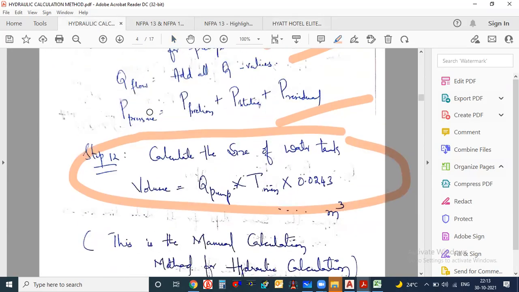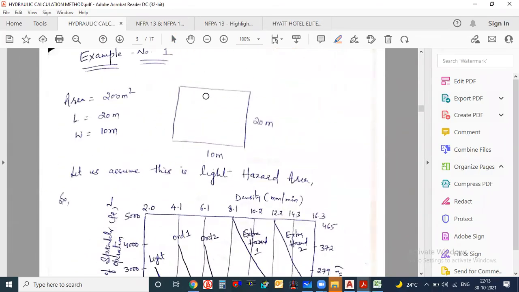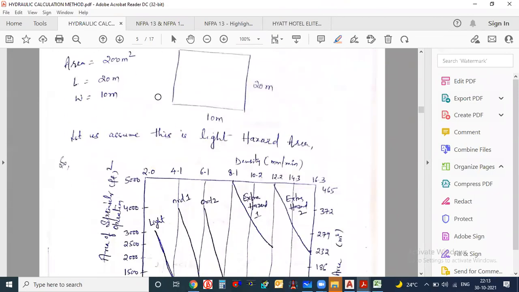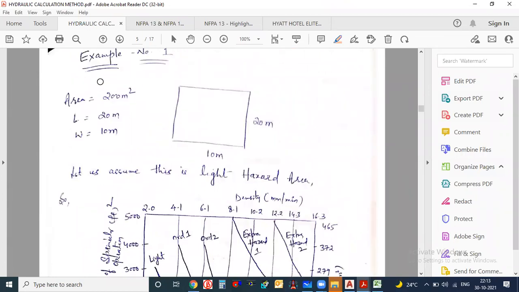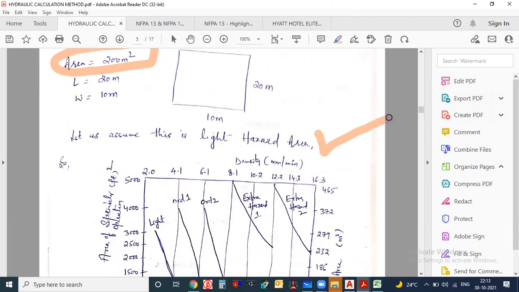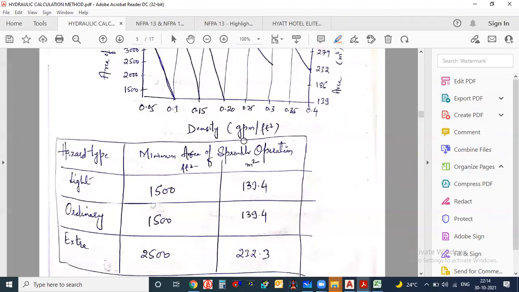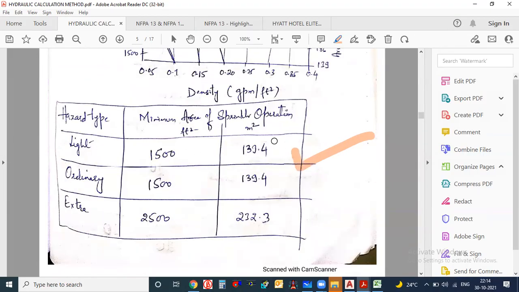So here what you have to do, now these are the steps. I will show you one example also. Just follow this example and you will understand easily how to do the calculation. Don't need to bother much about the calculations. Suppose I have taken one area, randomly, a 20 by 10 meter building. It is 200 square meter. Let us assume this is a light hazard area. And here I have drawn the same density area curve from NFPA 13, and I have taken the minimum area of sprinkler operation from NFPA 13 only.